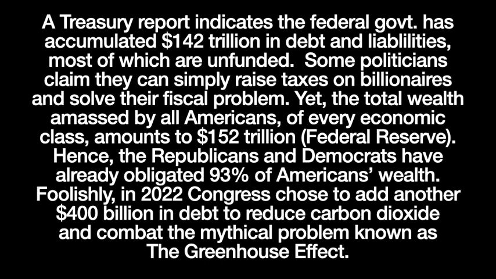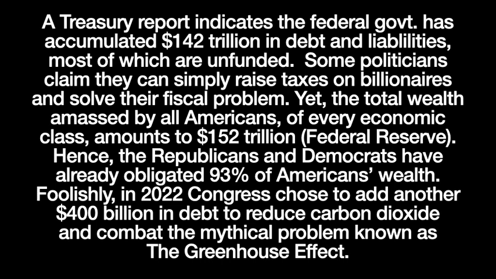A Treasury report indicates the federal government has accumulated $142 trillion in debt and liabilities. Most of those liabilities are unfunded. Some politicians claim they can simply raise the taxes on billionaires and solve the fiscal problem that they themselves created. Yet the total wealth amassed by all Americans of every economic class, I'm talking billionaires, millionaires, upper middle class millionaires, lower middle class, upper lower class, lower class, all of the wealth that we Americans have accumulated amounts to only $152 trillion, according to the Federal Reserve. So that means the Republicans and Democrats have already obligated 93% of our wealth.